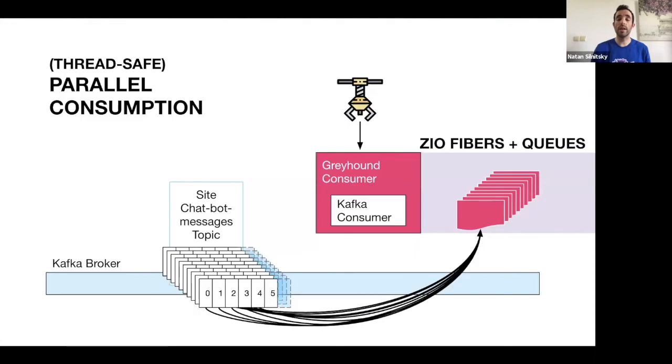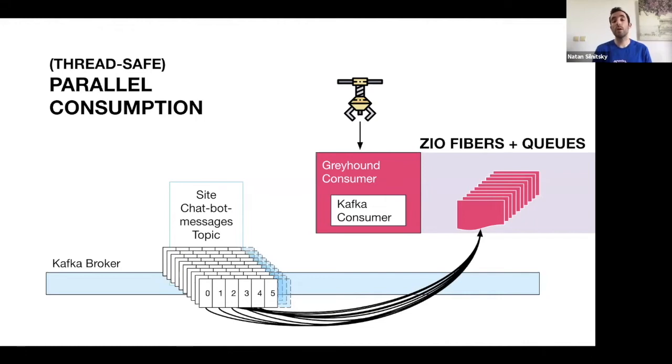So Greyhound here just uses Zio fibers. Fibers, for those of you who don't know, are lightweight threads that enable us to work on scheduling context switches at the application level. So the JVM thread is usually not involved in that, which means much faster performance. And fibers are also very lightweight. They don't take up a lot of resources like JVM threads. So it's very high performance concurrency.